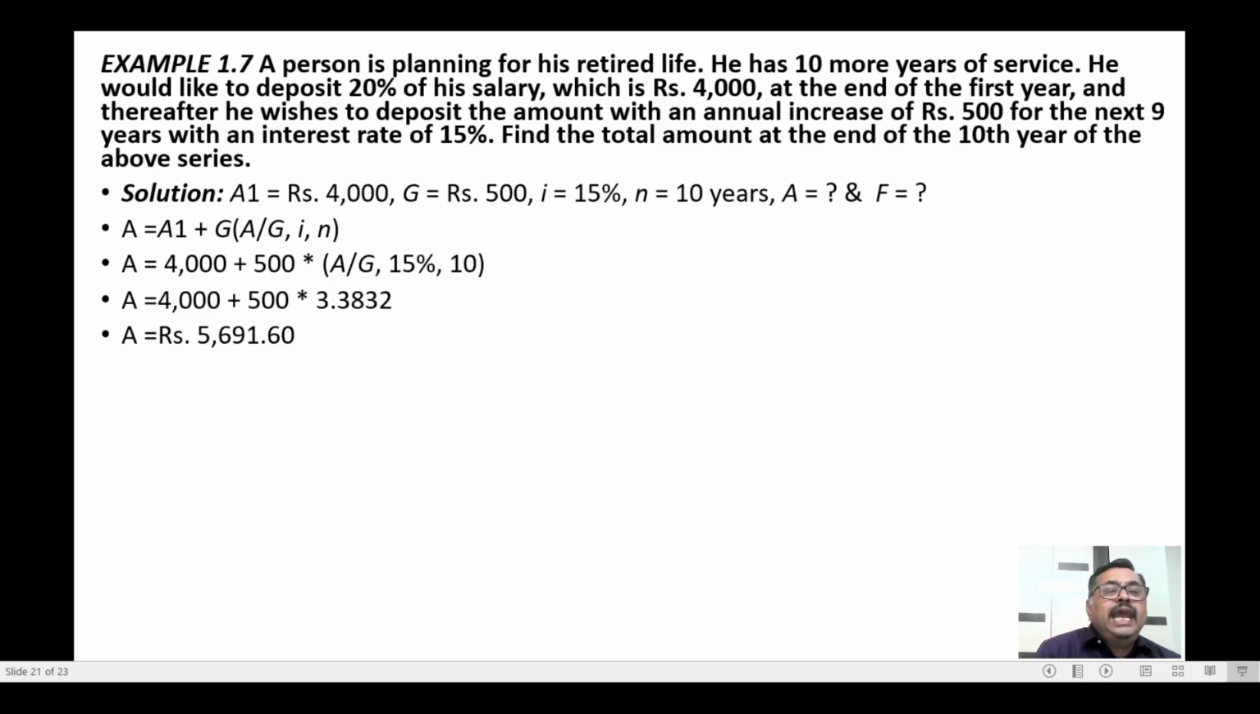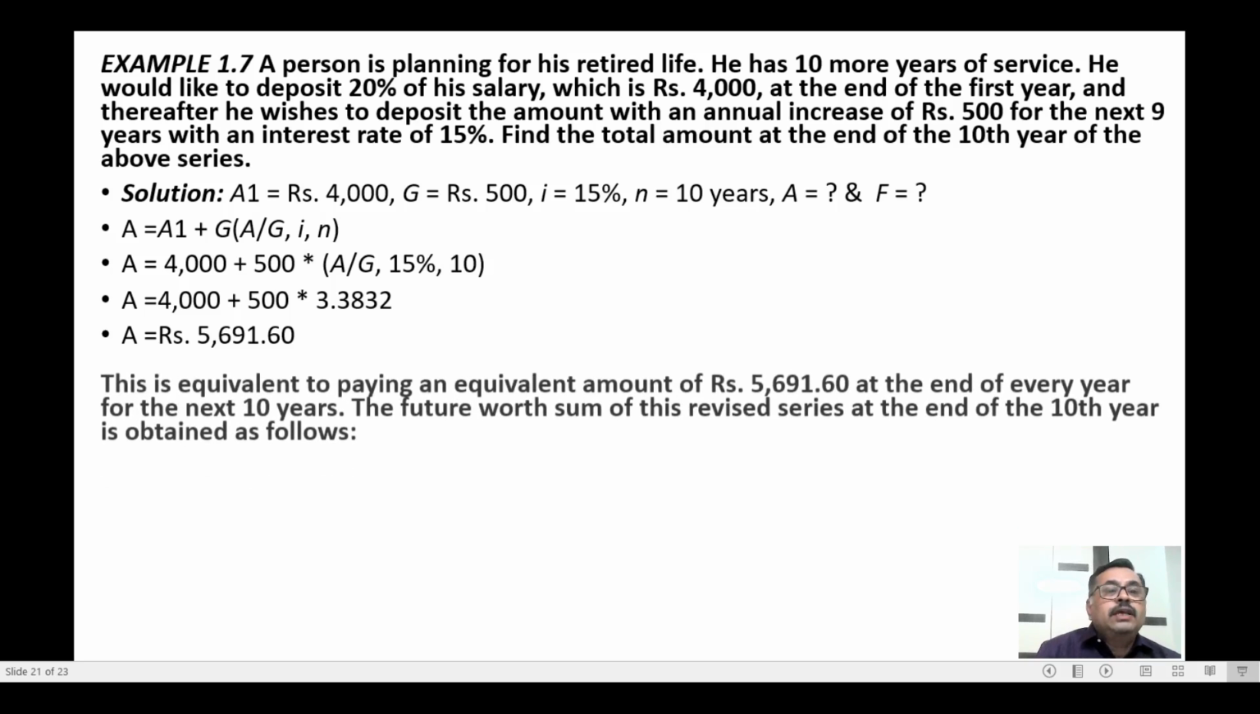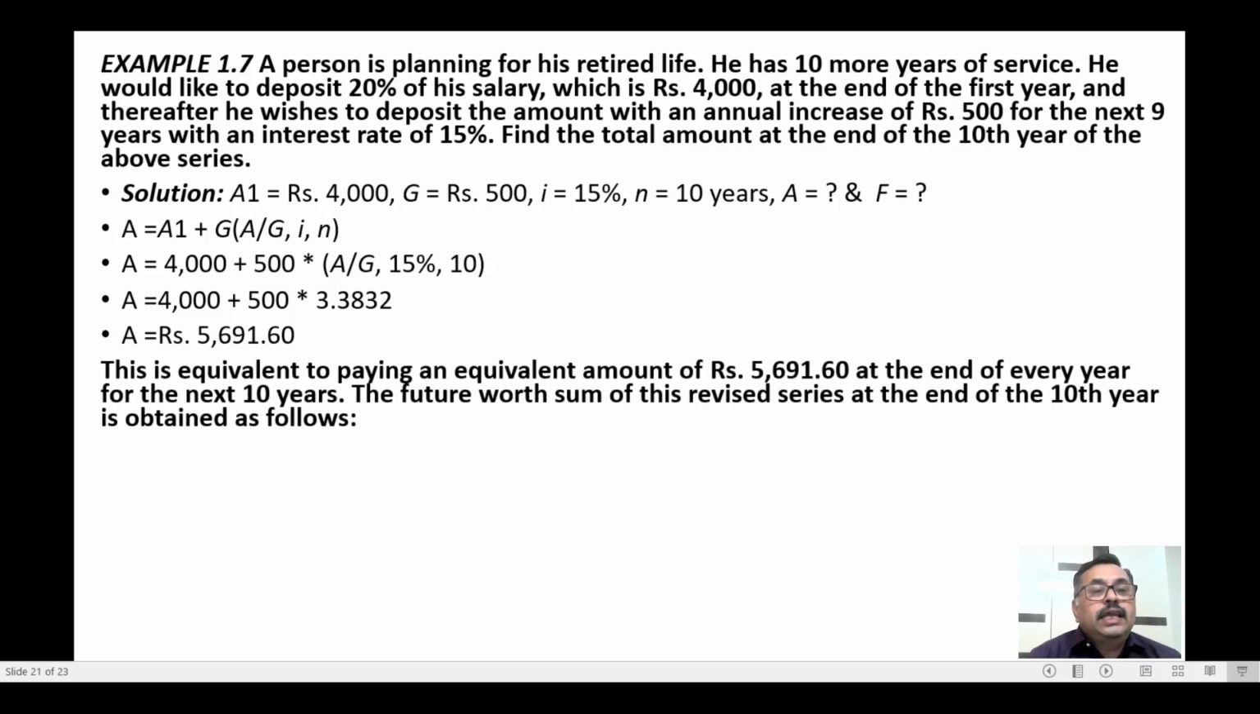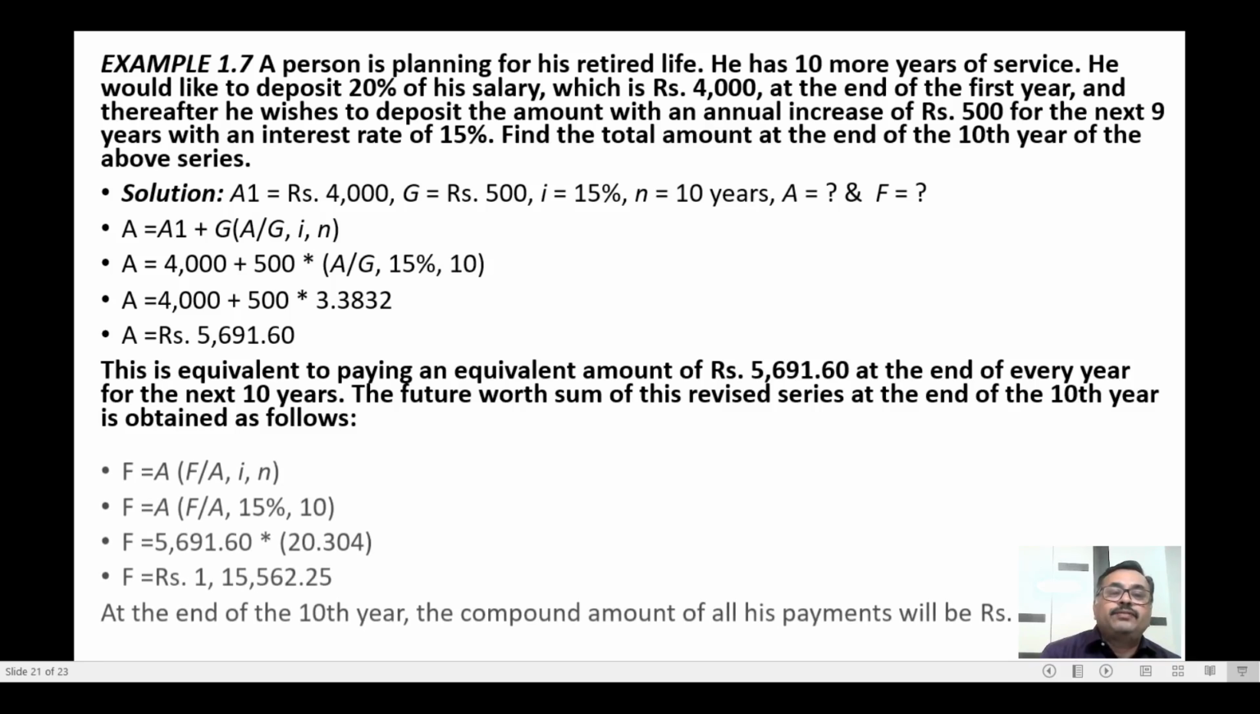With the A we have to calculate the F. This is equivalent to paying an equivalent amount of 5,691 rupees at the end of every year for the next 10 years. The future worth sum of this revised series at the end of 10th year is obtained as follows. That is F we have to calculate.